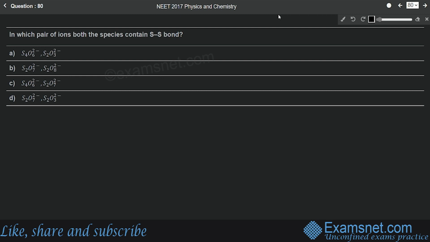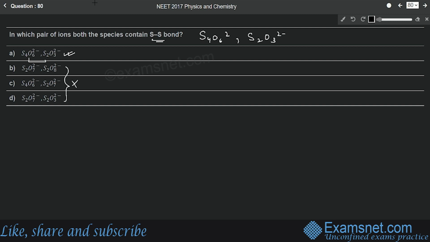Question number 80 is from the chapter P block elements, and the question is, in which pair of ions both the species contain sulfur-sulfur single bond? So we have two species in which sulfur-sulfur single bond is present. First one is S4O6 2- and the second one is S2O3 2-. So in the first option only we have these two species, therefore option A will be the correct answer. Other options don't contain such pairs.